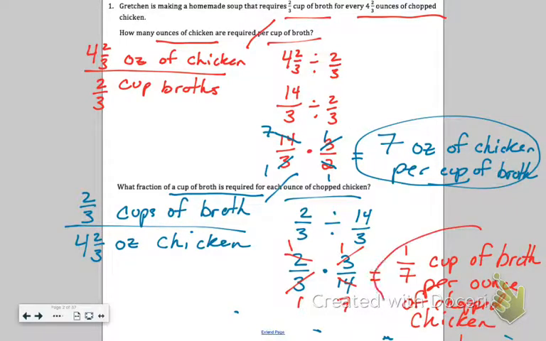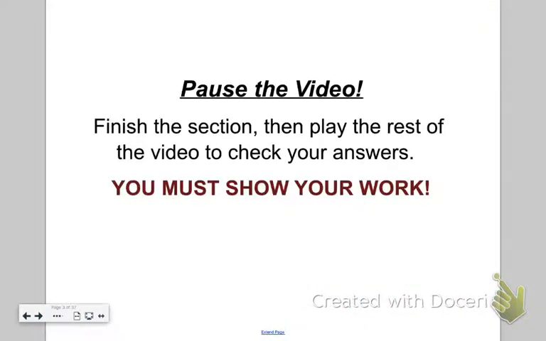All right, and that's all for my first problem. Make sure you have all of this written in your packet. Make sure you understand it. Go back and watch this video from the beginning if you don't understand. At this time, what you guys should do is go ahead and move on to the rest of the problems in this section. You should pause the video at this time. Make sure you're showing all of your work on the next few questions.